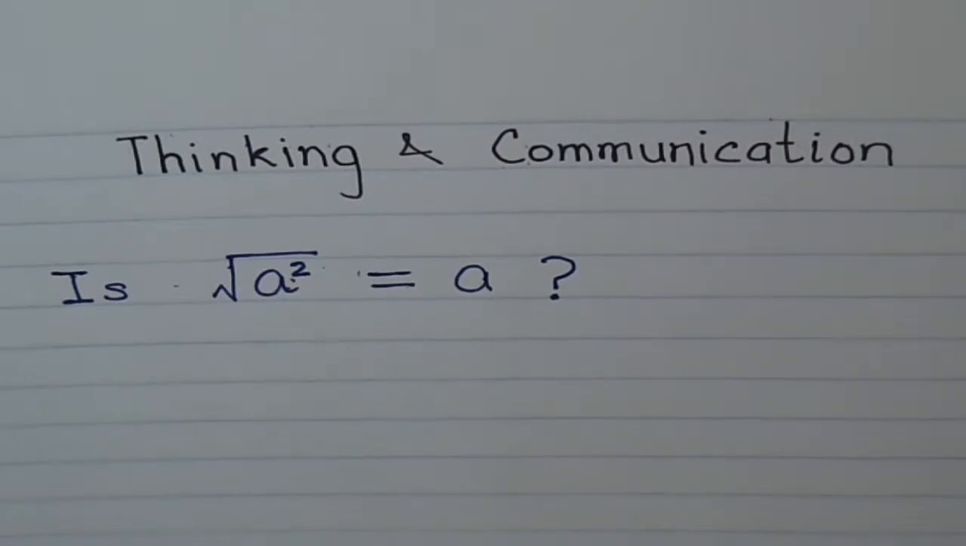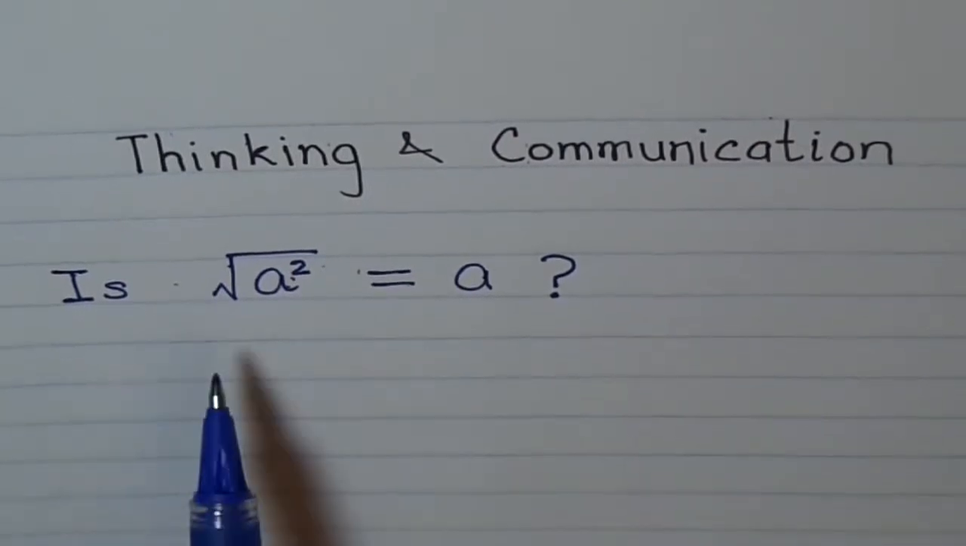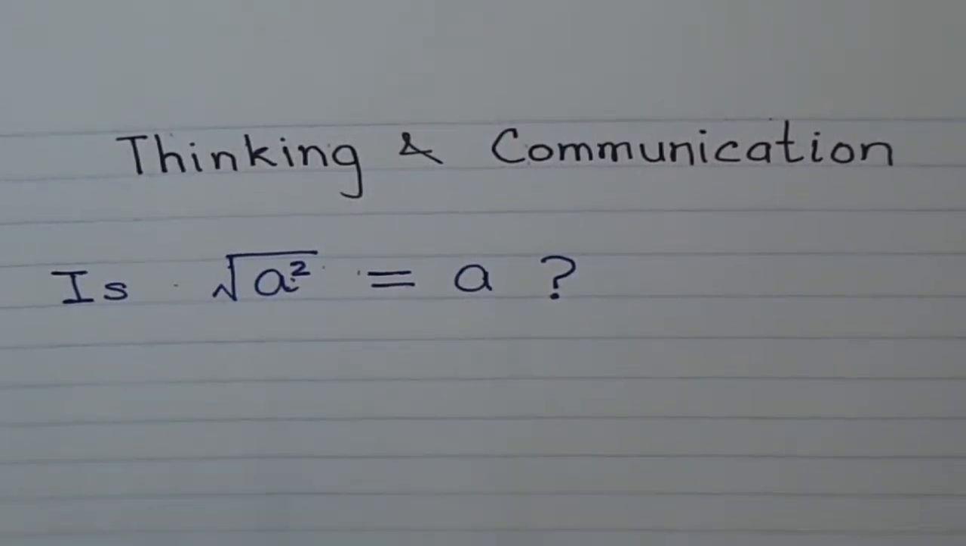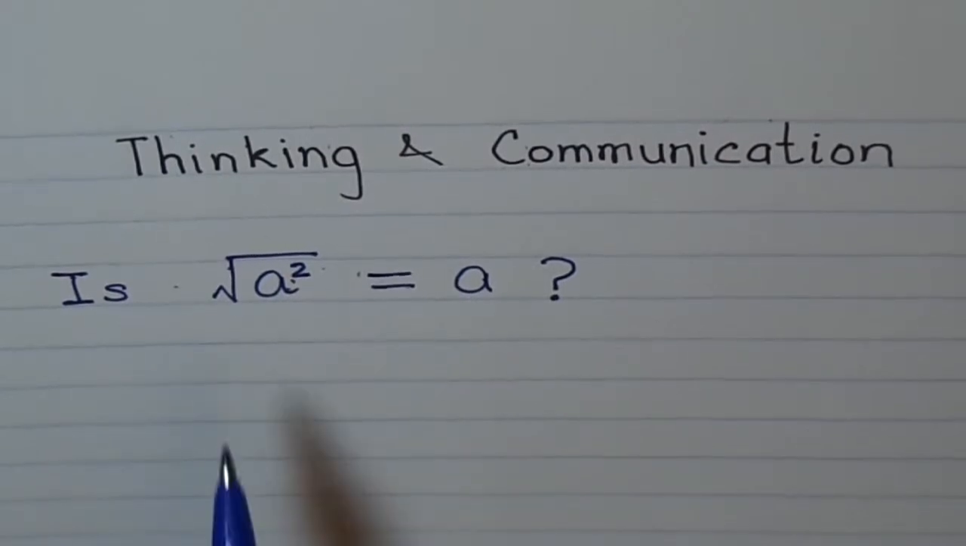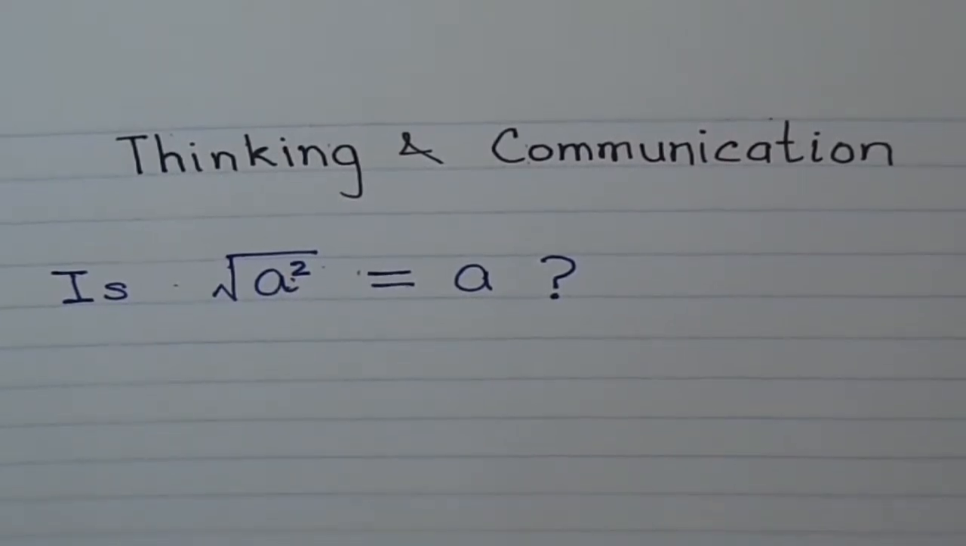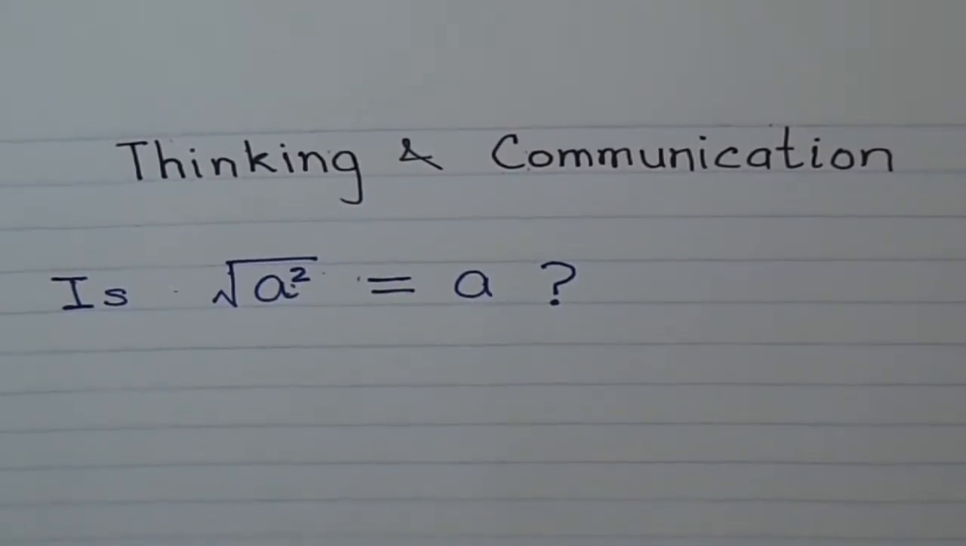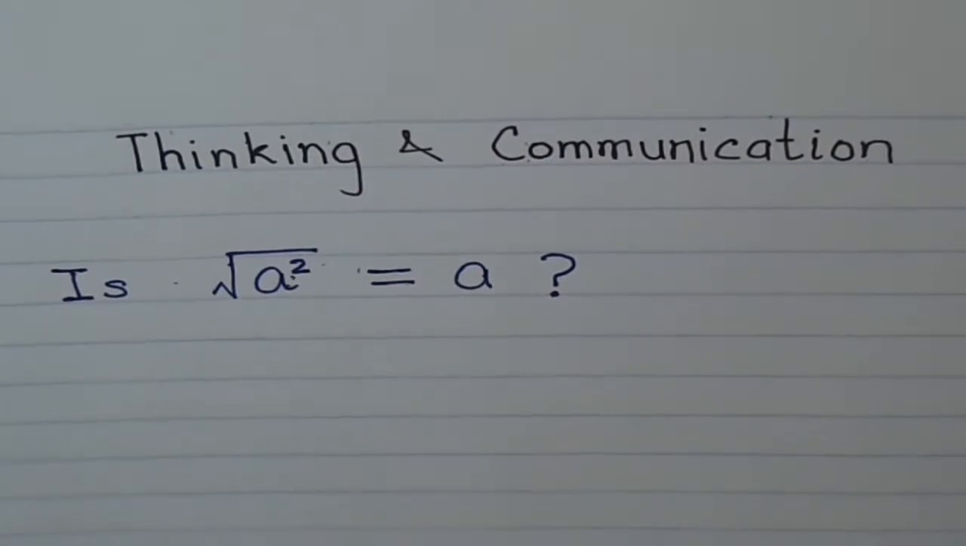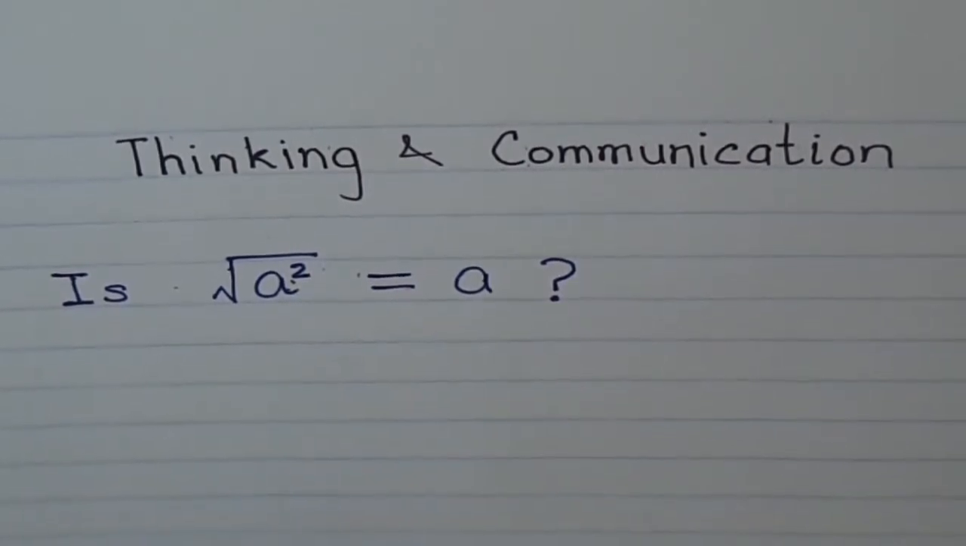That's the main question. We know one thing, that the square root of any number is always positive, so that part is correct. Now, a square is like a times a, and when you take the square root, it should be a. So it sounds good and correct also. Now let's think about it and see whether it is right or wrong.